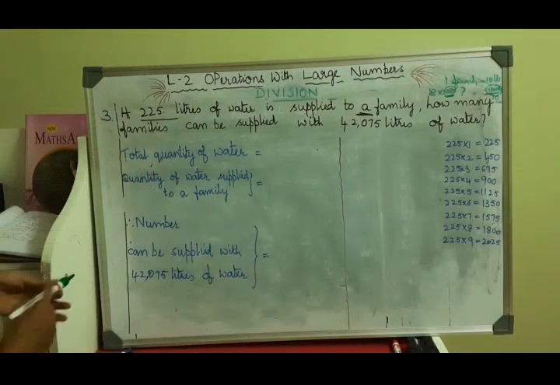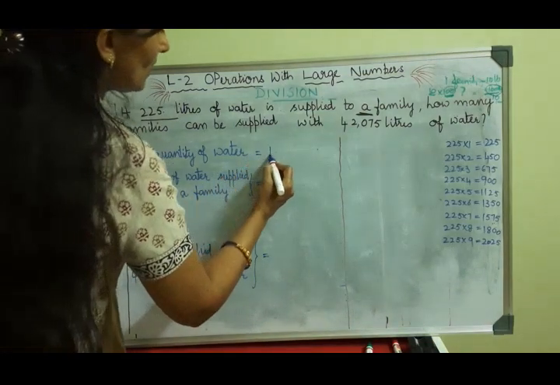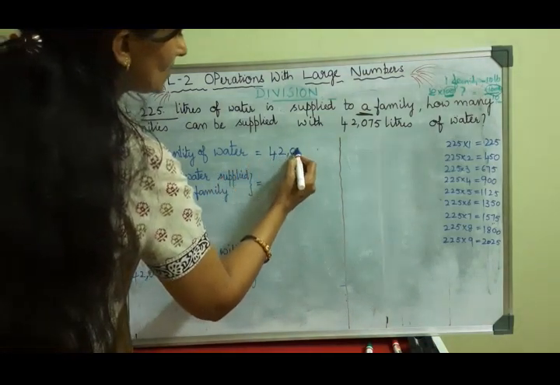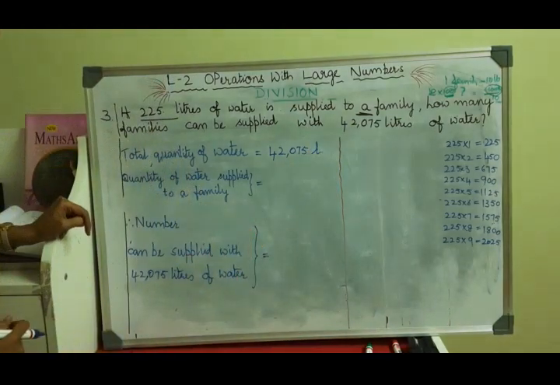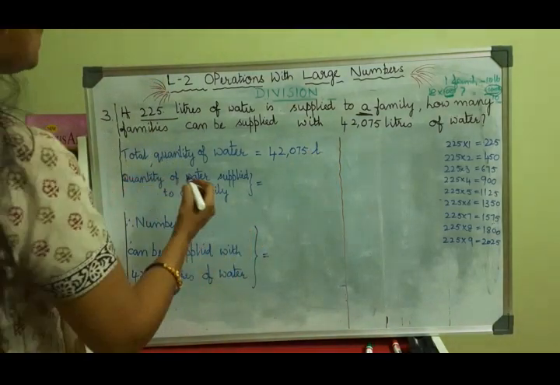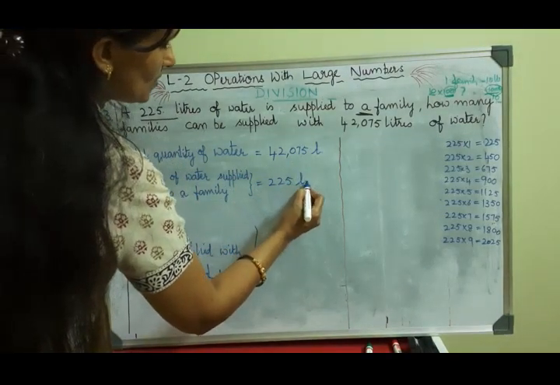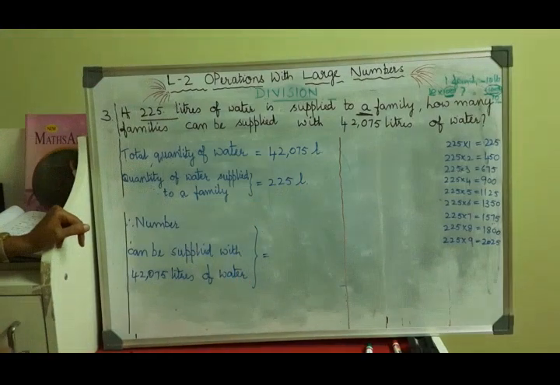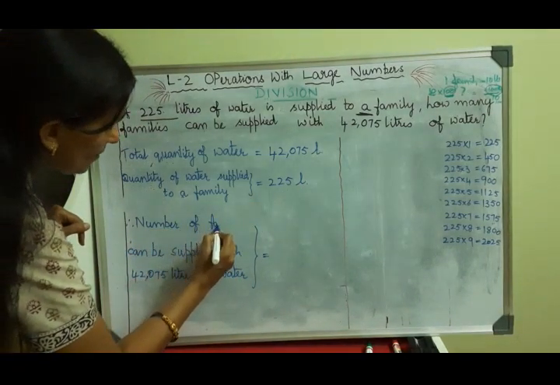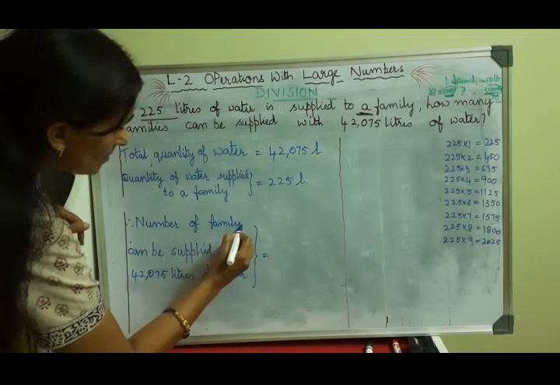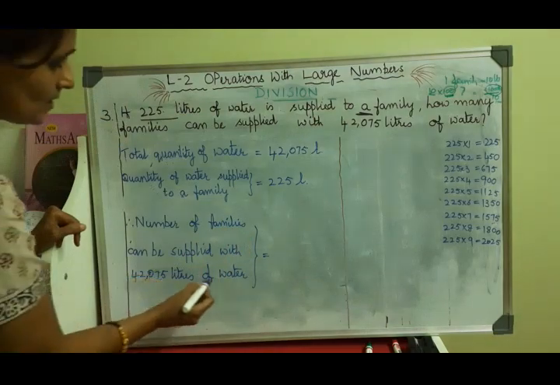Now we will write whatever they have given. Total quantity of water is 42,075 liters. I will write only L for liters. Then the quantity of water supplied to a family is 225 liters. Now we have to find out the number of families that can be supplied with 42,075 liters of water.